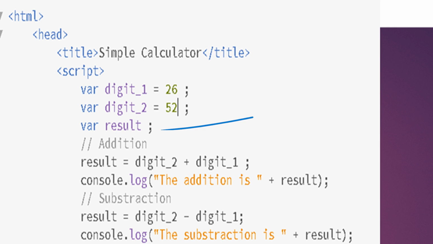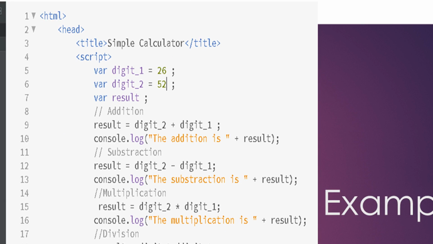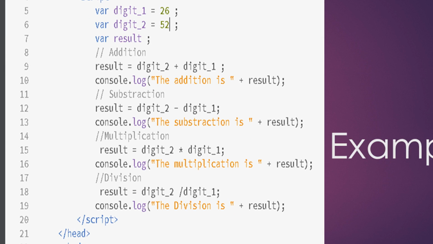Now the value that I have given to the first variable is 26, right? It is an integer or a number. In the same way, I have given 52 to my second variable, right? So the value of my second variable is 52. So I can say digit_1 is 26 and digit_2 is 52. And I have another variable which is blank. Now let us see how to use all of these. What I want exactly is to add them, after that subtract them, after that multiply them, and after that divide them and show the result one by one, right? This is what I want.